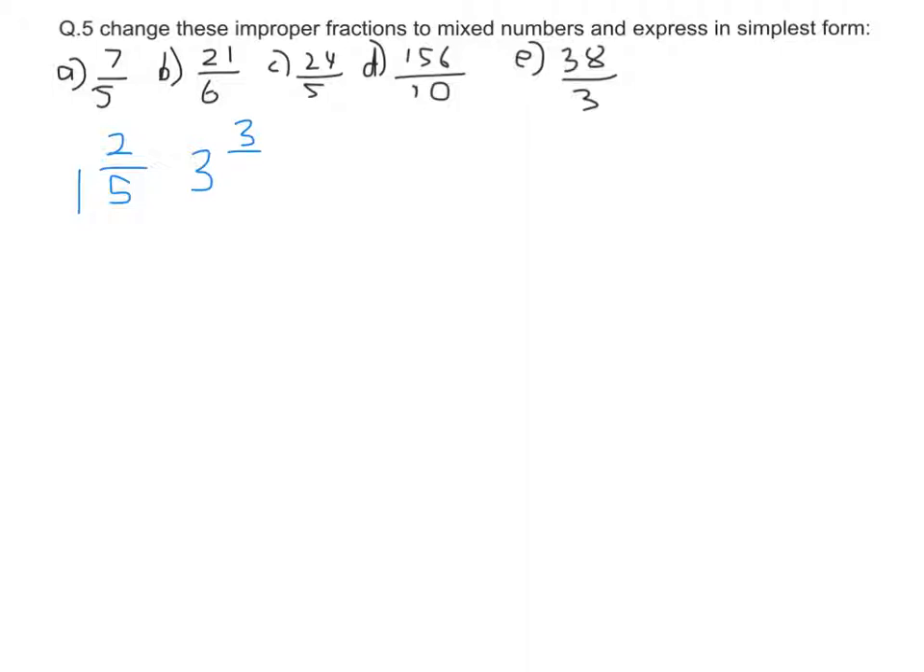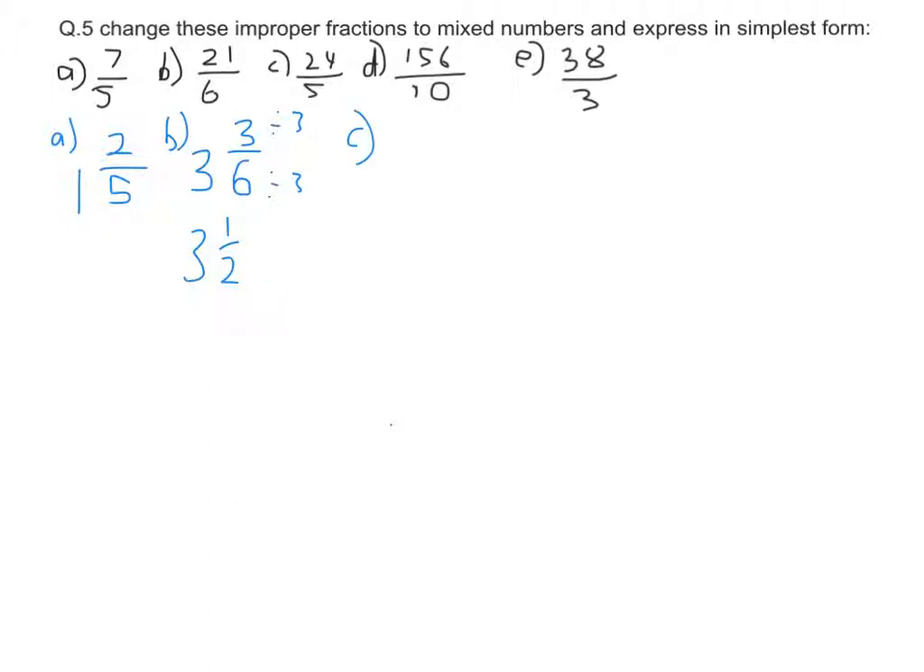Then we make sure the denominator is the same. Are we able to simplify this further? Yes, we can. 3 goes into both the numerator and the denominator. So now we're left with 3, 1 over 2. That was for B. Next, C.